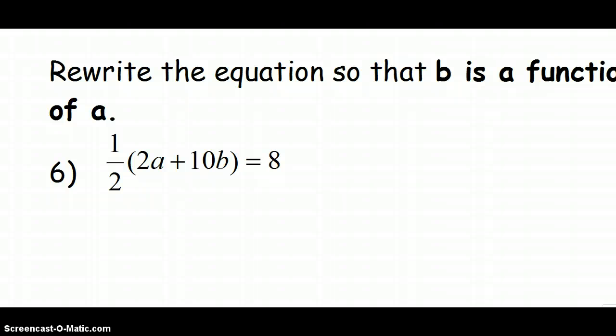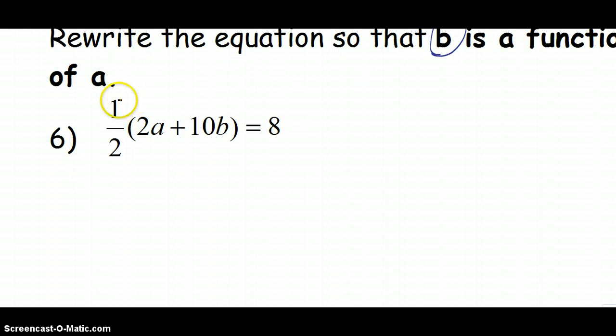Now your directions say rewrite the equation so that b is a function of a. That means, hey, solve for b. So I want to get b all by itself, and look, it's locked up here in the parentheses. Now this one, I've got two options. I can multiply by the reciprocal to get rid of this 1/2 so I can unlock my gate. Or I notice that 2 is a multiple of 2 and 10 is a multiple of 2, so I could distribute this 1/2 and that'll work just as well. So let's do it both ways. I'm going to distribute first.